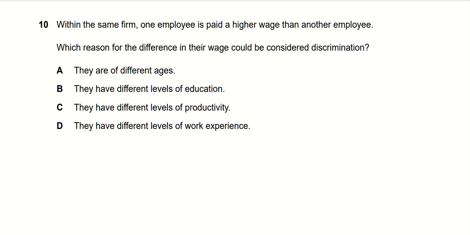Okay, question 10. Within the same firm, one employee is paid higher wages than another employee. What is the reason for the difference in their wage? Could be considered discrimination. Okay, they have different ages, different levels of education, different levels of productivity, different levels of work placement. Answer is A, different ages.